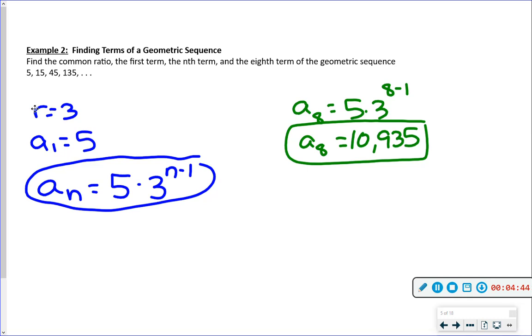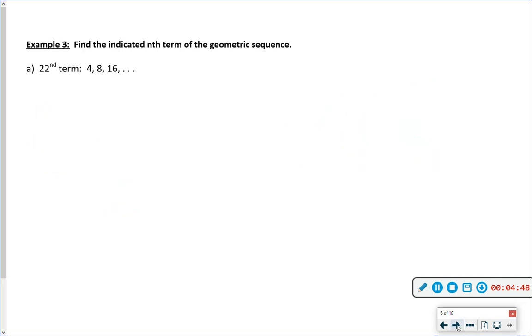So easy enough, nothing crazy. Flip it. Find the indicated term. So they want the 22nd term. So I'm going to do it kind of like the last one. Obviously the first term's 4. What's your ratio this time? 2, we're multiplying by 2.